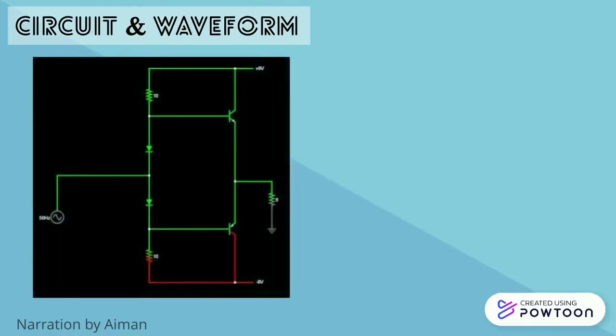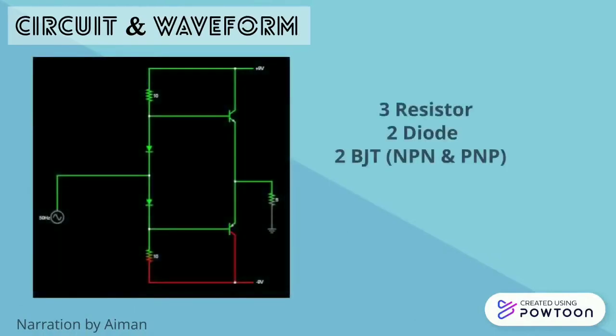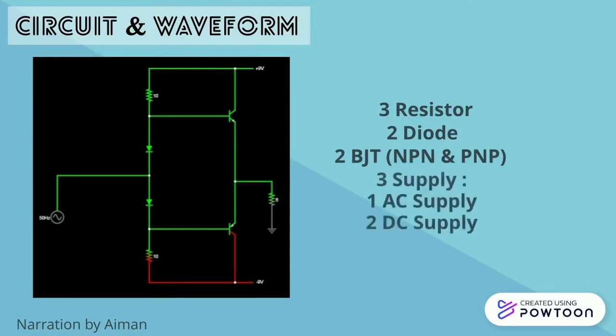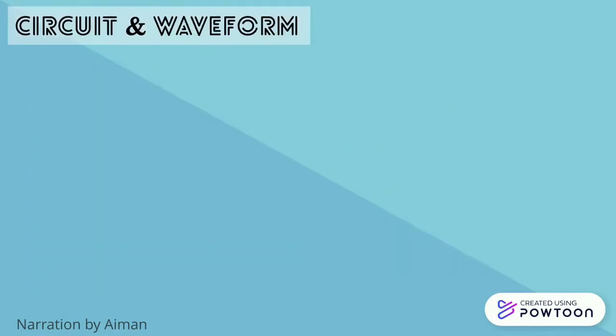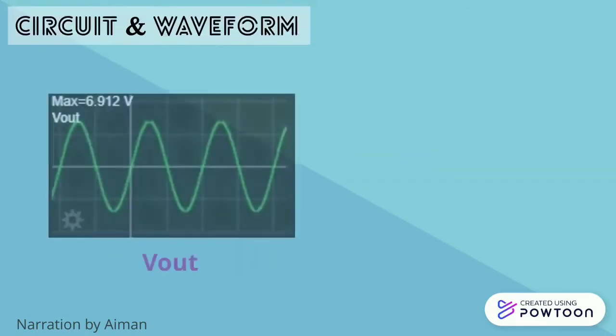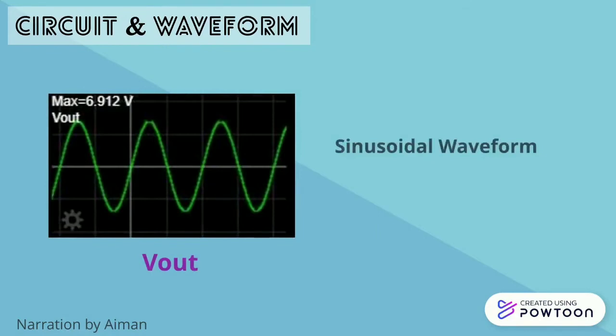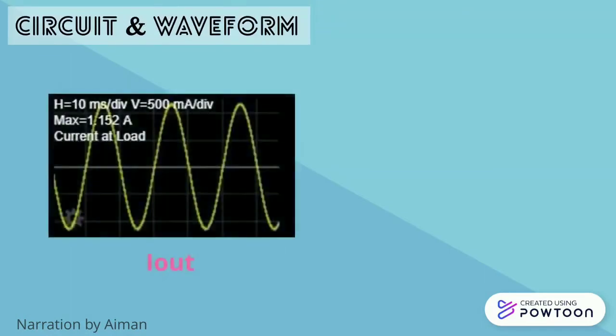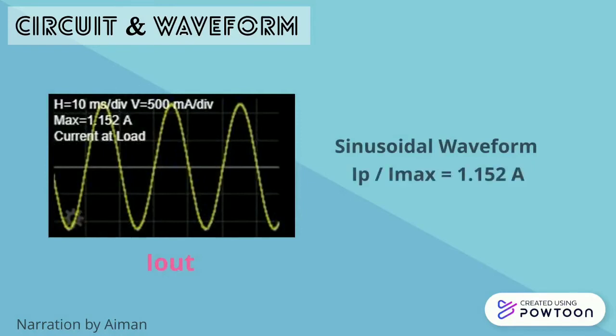The circuit consists of 3 resistors, 2 diodes, 2 BJTs which are NPN and PNP, and 3 supplies which are 1 AC supply and 2 DC supplies. The AC supply is for Vin and the DC supply is for VCC and VEE. The waveform in Vin shows a sinusoidal waveform with Vp or Vmax equal to 7 volts. Waveform Vout also shows a sinusoidal waveform with Vp or Vmax equal to 7 volts. For Iout, the waveform also shows a sinusoidal waveform with Ip or Imax equal to 1.152 amperes.